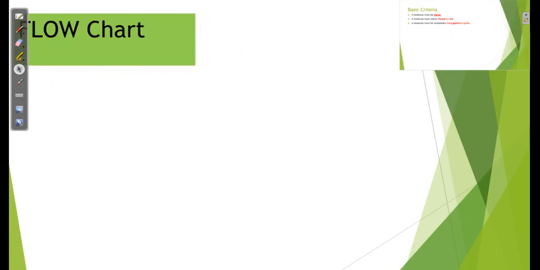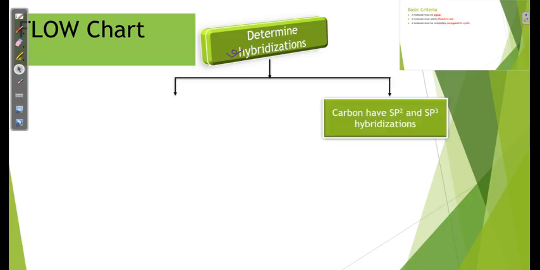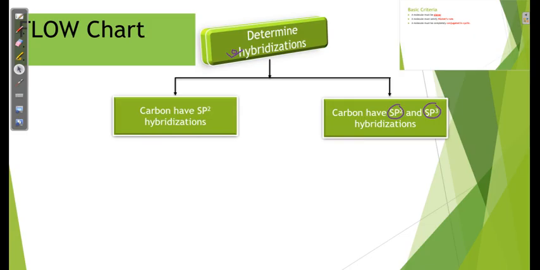Let us see the chart for aromaticity. The first step of the flow chart is to find out the hybridizations. After finding the hybridizations, there are two possibilities. One, all carbons have either sp2 or sp3. Then the other, where all carbons have sp2 hybridization, we can say only sp2 hybridizations. So let us go ahead.